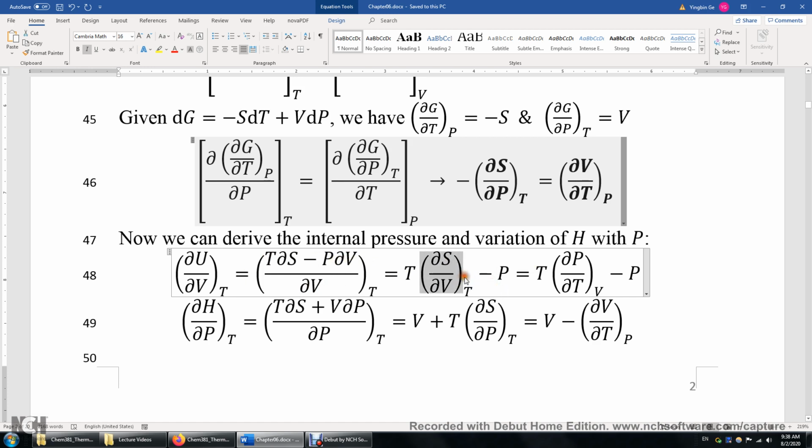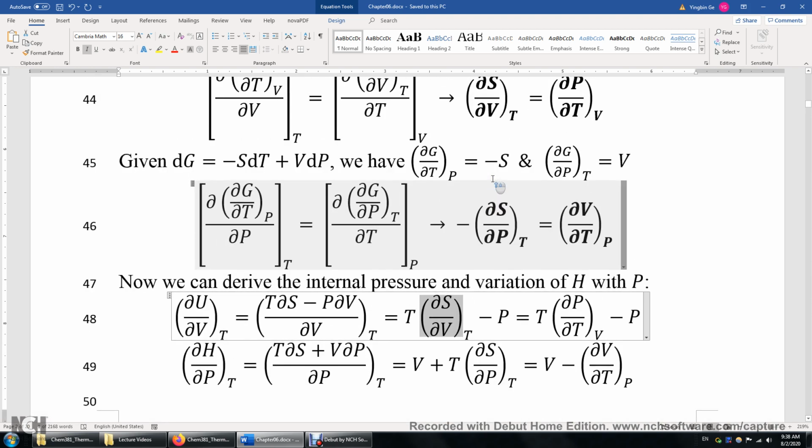Now, what about this part? Delta S over delta V. Well, delta S over delta V is delta P over delta T. All right? But pay attention to the subscripts as well. This subscript is T. That subscript is V. So just be sure you get the subscripts written correctly. And now we have the formula of this internal pressure. This is how internal energy depends on volume under constant temperature condition. It's T delta P over delta T with this V in the subscript minus P.